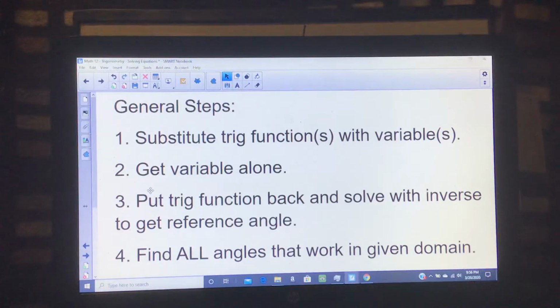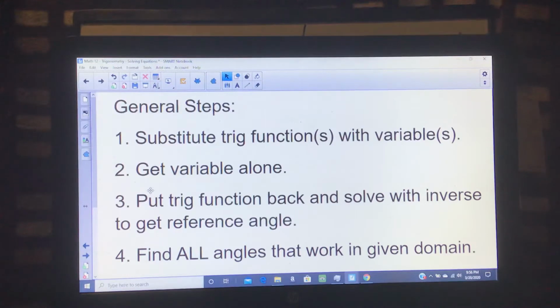Someone could change that on you, and if you had to find all solutions in a certain range, there could be lots of them. If they extended it from 0 to 720, that'd be 2 cycles. You could find 4 solutions. So it's not uncommon for these to have more than one answer. Just like the warm-up, most of these will have 2 answers. Not all of them, but most of them. So step 4 is to find all of the answers.